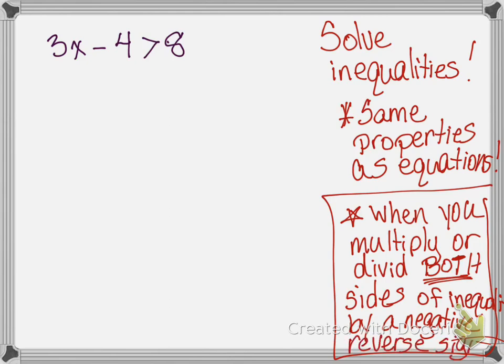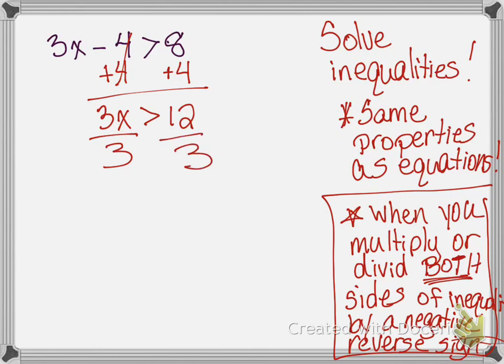Okay? So, let's do this one, and this will make more sense. I'm going to use the same properties and the same rule and the same goal that I did for equations. So, I've got 3x minus 4 is greater than 8. So, I am going to add 4 to both sides. So, I have 3x is greater than 12. My next step is to divide both sides by 3.